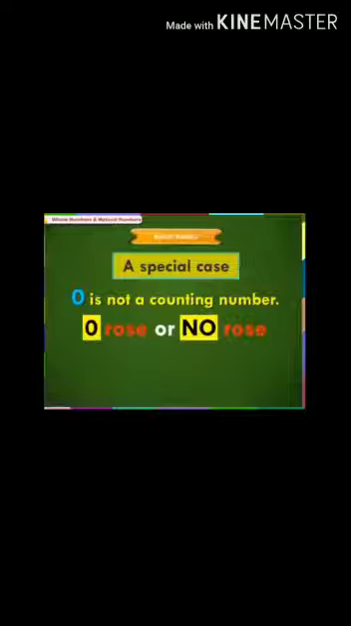A special case, 0 is not a counting number. For example, if there are no rows, then we say that there are 0 rows. Therefore, 0 is not a counting number.